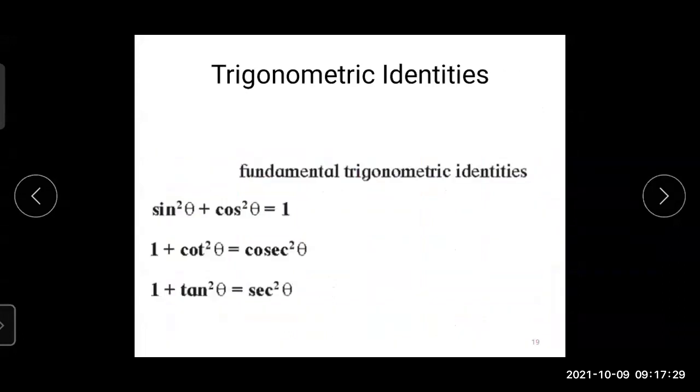Some fundamental trigonometric identities you have to remember for solving the sums: sin square theta plus cos square theta is equal to 1; 1 plus cot square theta is equal to cosec square theta; 1 plus tan square theta is equal to sec square theta. Always remember these for solving your sums in trigonometry.